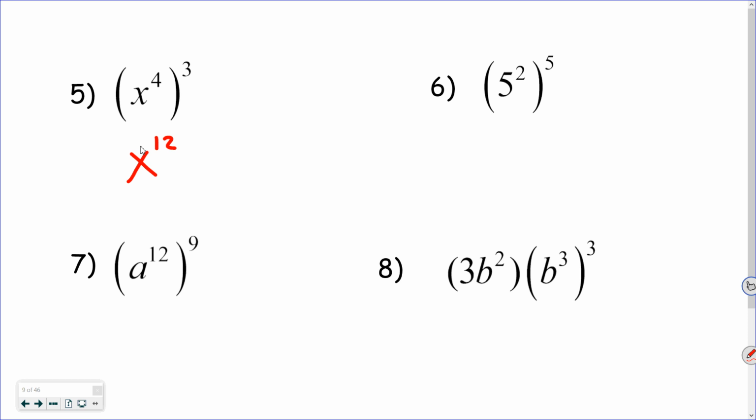For 6, you should have ended up with 5 to the 10th. Make sure you don't change the 5. It's the base. It stays the same. This should have been a to the, let's see, 12 times 9. You wouldn't want to write all those a's in expanded form, right? That would take you a while. What is that, 108?